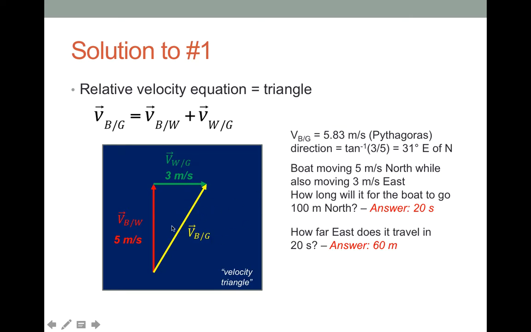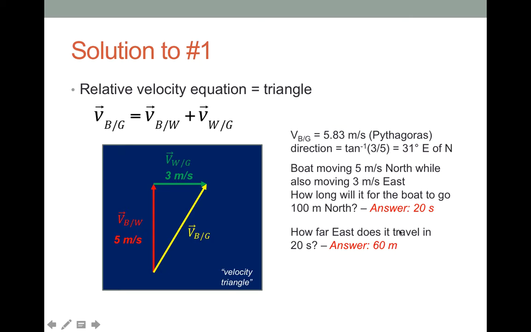So we have a right triangle. We can just use Pythagoras to get this length right here. Turns out that's 5.83 meters per second. And this angle right here is the direction the boat ends up moving in, and that's just the inverse tangent of 3 divided by 5, which turns out to be about 31 degrees, and it is east of north.